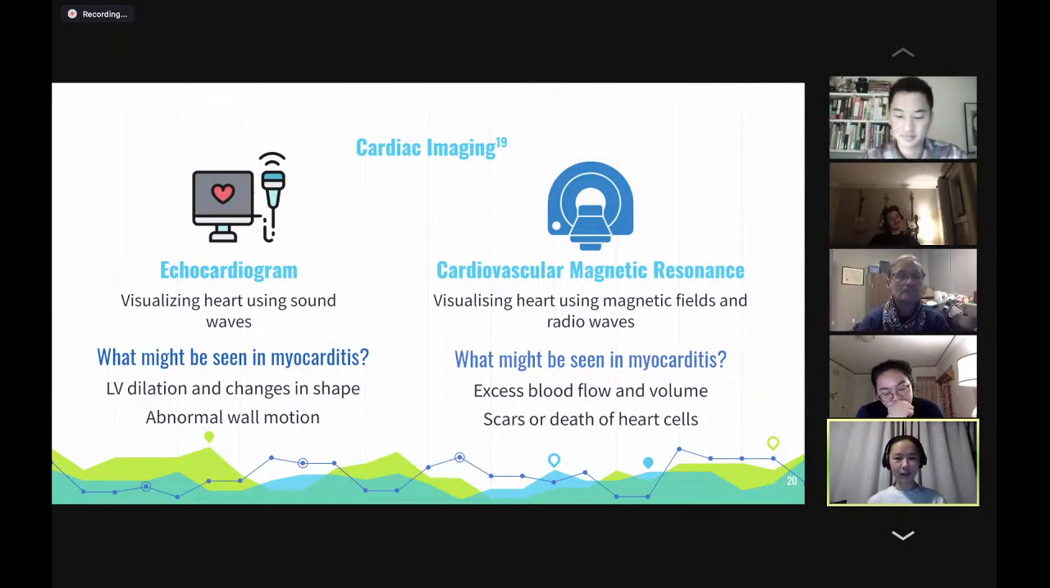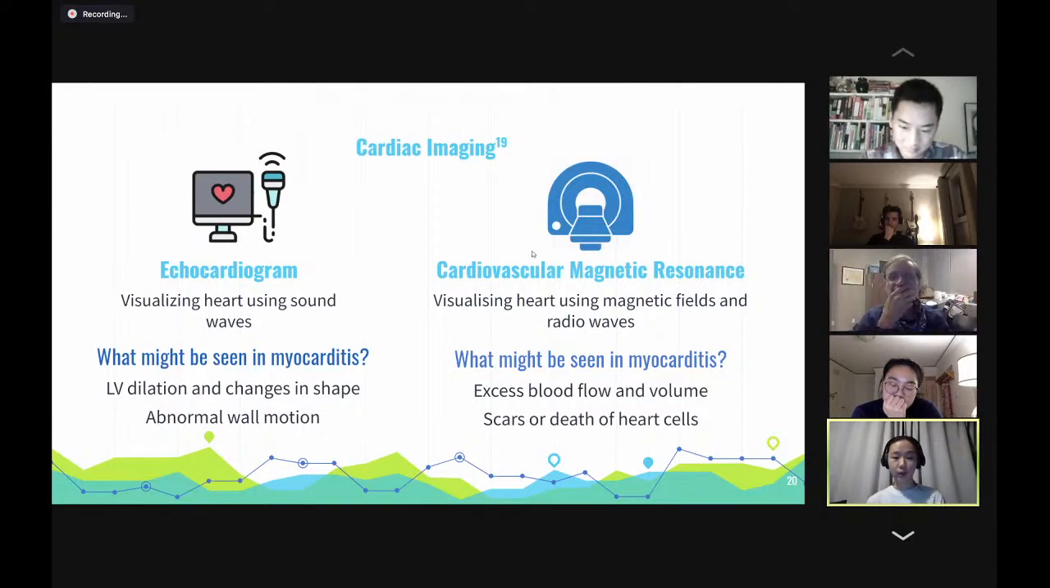And if you've been to clinic, you probably have had one of these done on you. Echocardiograms are essentially a way of visualizing the heart using sound waves. For people with myocarditis, on an echocardiogram, your physician might see dilation of the left ventricle and changes in the shape of your left ventricle. That's different from what we would normally see in a normal heart, or they might observe abnormal motion in the walls of your heart. And we'll take a look shortly at what that's going to look like.